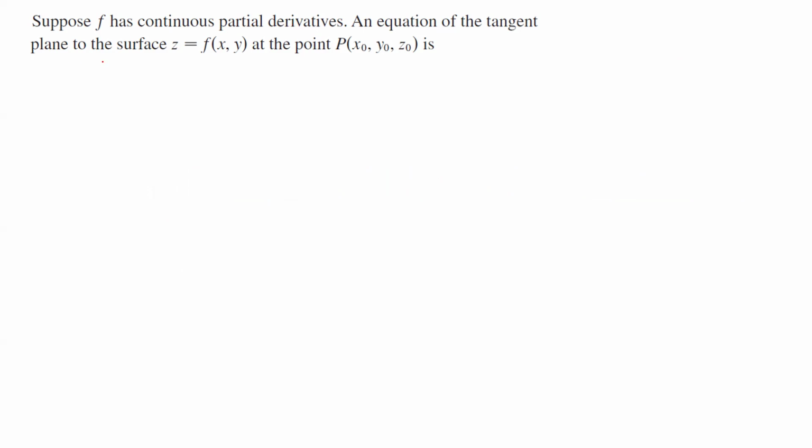An equation of the tangent plane to the surface z equals f of x and y at the point x sub 0, y sub 0, z sub 0 is z minus z sub 0 equals the partial derivative of f with respect to x at the point times x minus x sub 0, plus the partial derivative of f with respect to y at the point times y minus y sub 0. So this is basically the equation of the tangent plane to the surface.